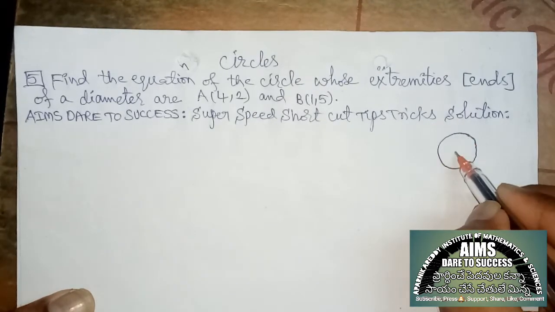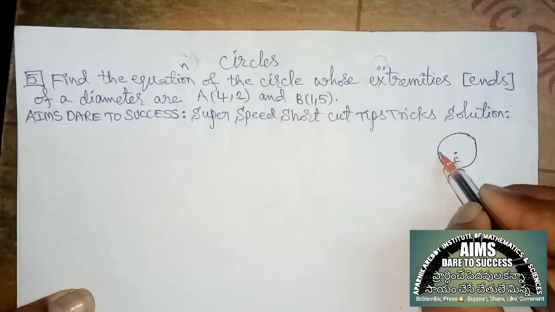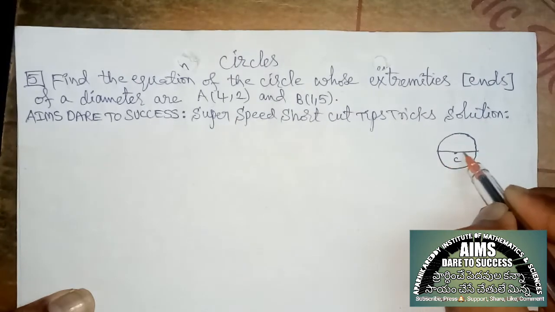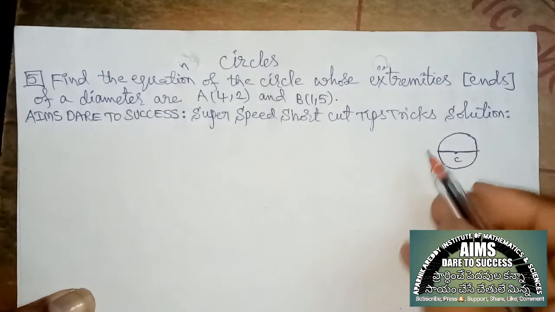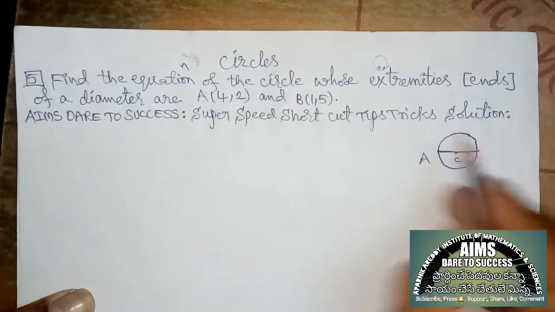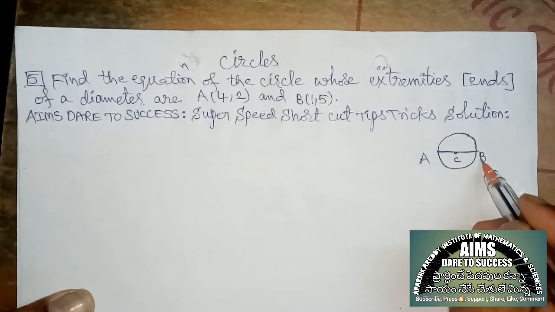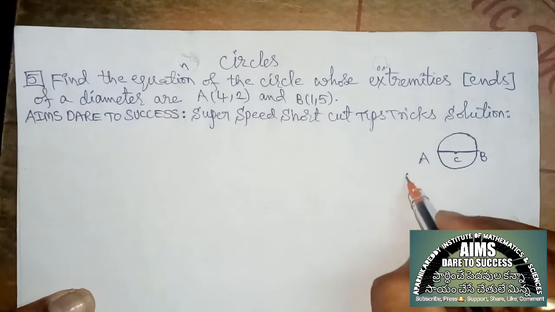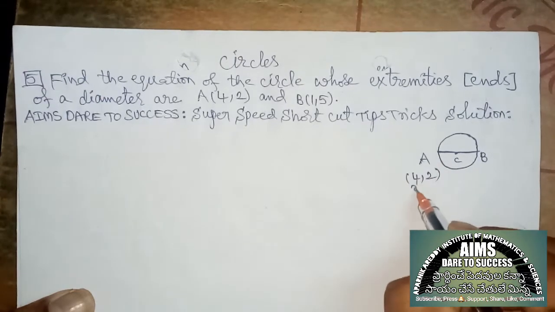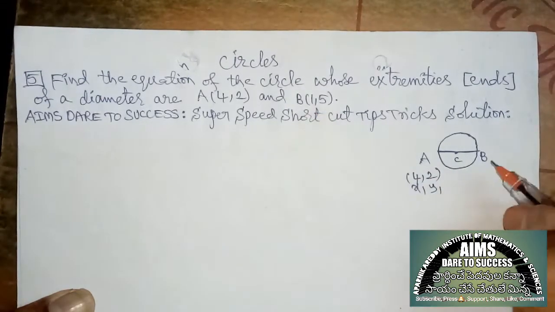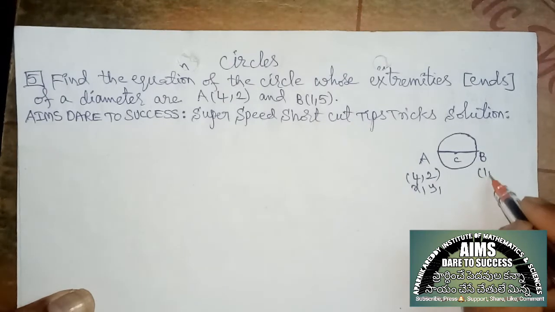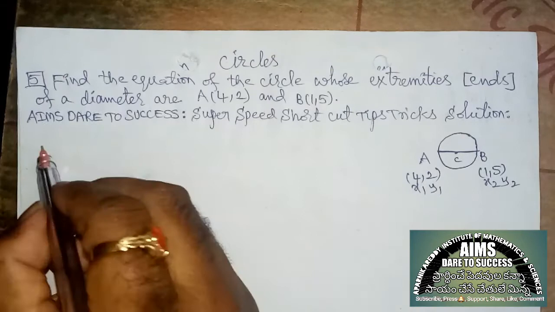So this is a circle and this is the center of the circle. Passing through the center of the circle is the diameter. So according to the given question, the ends of the diameter are A and B. A value is (4, 2), so let it be taken as (x1, y1), and another end B is (1, 5), let it be taken as (x2, y2).